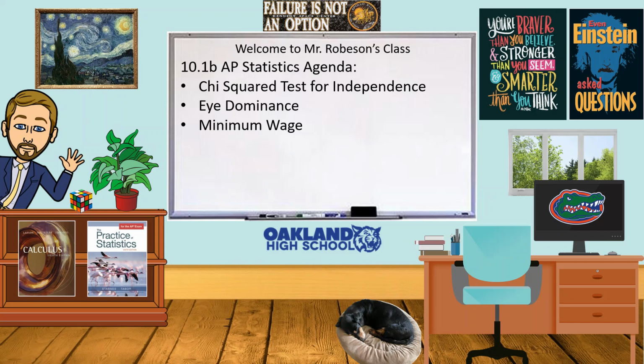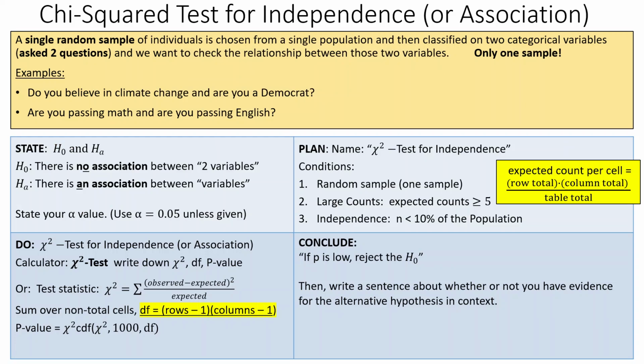All right, we're back here, guys. We're working on chi-squared tests. The first one we worked on was the chi-squared goodness of fit test. This one is the chi-squared test for independence, or sometimes we call it the test for association. Basically, the question we ask is, is there an association between the two, or are these two things independent? We're going to look at I dominance and minimum wage as examples.